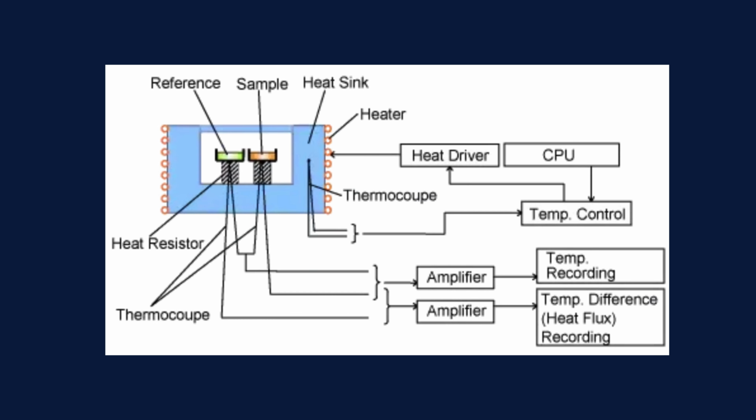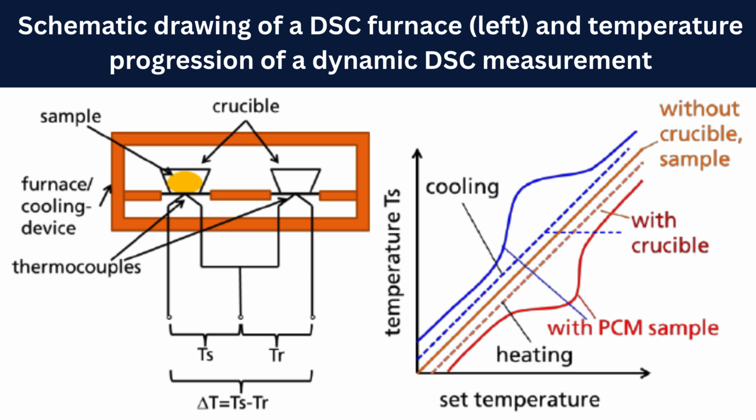Instrumentation of DSC. A typical DSC instrument consists of several major components: furnace and heating system. The furnace provides a precisely controlled temperature environment. Modern instruments can operate from approximately -180 degrees Celsius to over 700 degrees Celsius, depending on the design and cooling accessories.